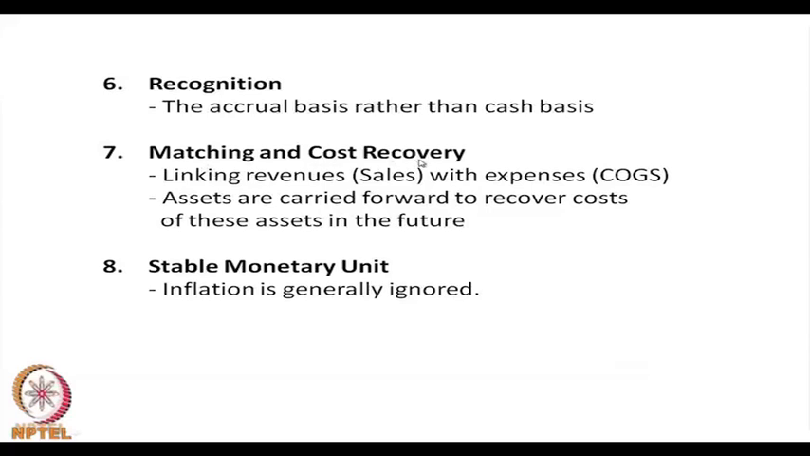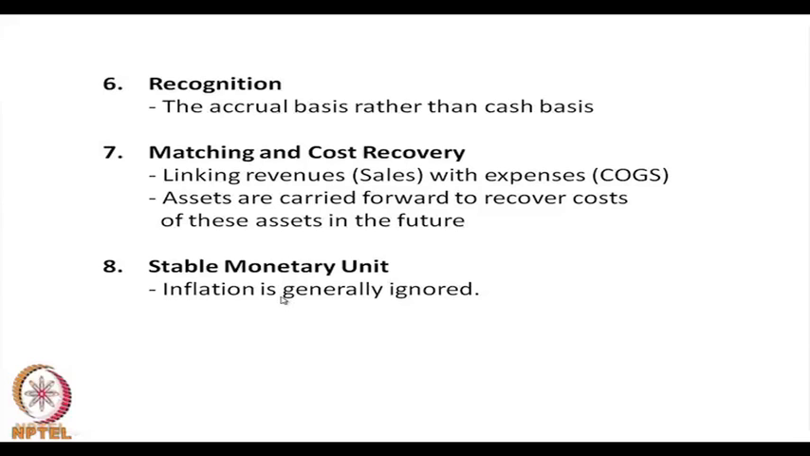Then matching and cost recovery. I have already told you that if, let us say, an item is sold for 100 rupees, but the cost of the item was 80 rupees, then the expense will be shown as 80 rupees and the revenue will be 100 rupees. So, one has to link revenues with expenses, and assets are carried forward to recover costs of these assets in the future. Finally, inflation is ignored when we make our transactions.